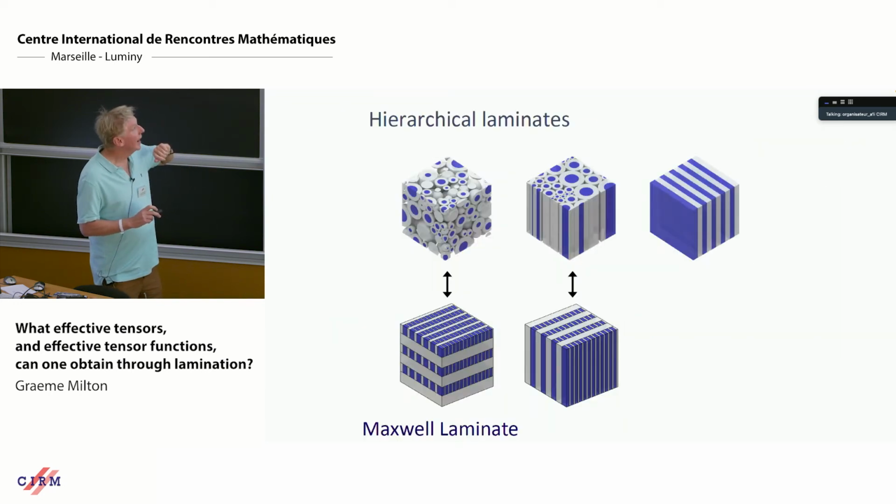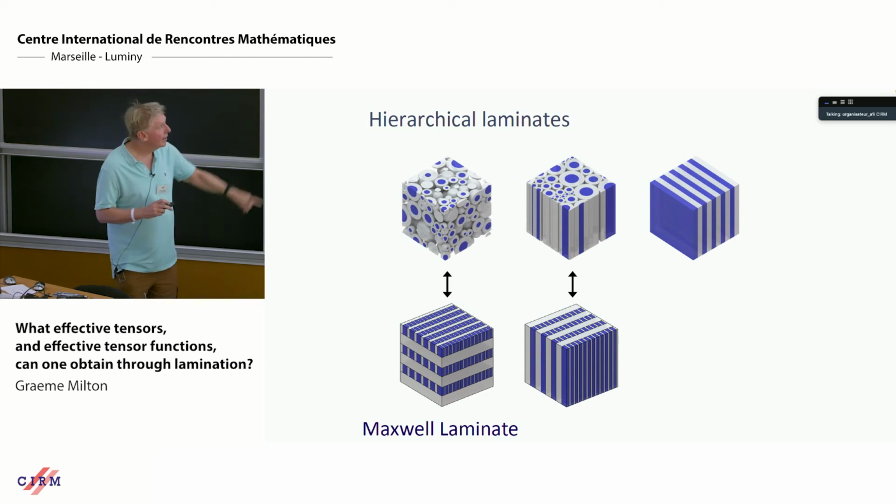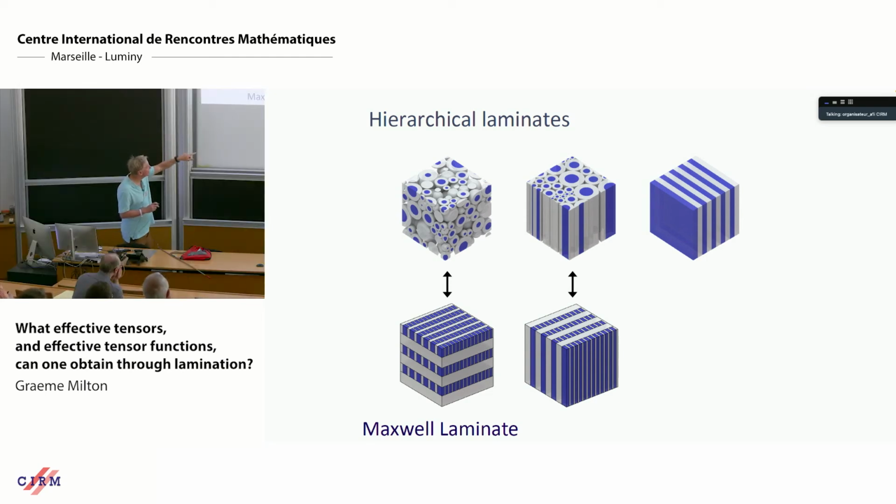This is actually from Christian Kern. We've got this coated sphere assemblage at the top on the left, and the Maxwell construction, which gives exactly the same formula, is this laminate of laminates. In 2 dimensions, you get this other laminate replacing coated cylinders. So these have exactly the same properties and attain that formula due to Clausius-Mossotti and Maxwell.